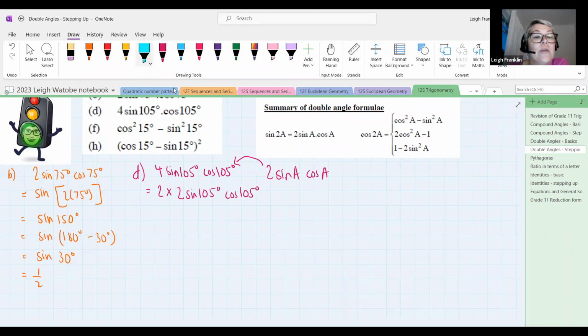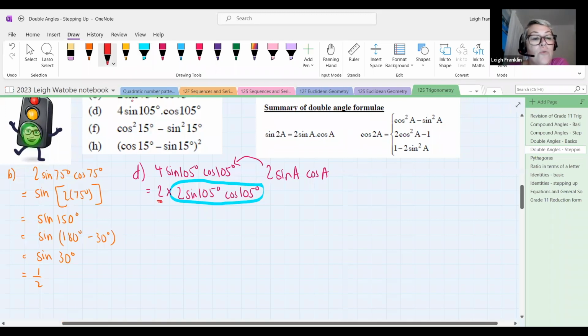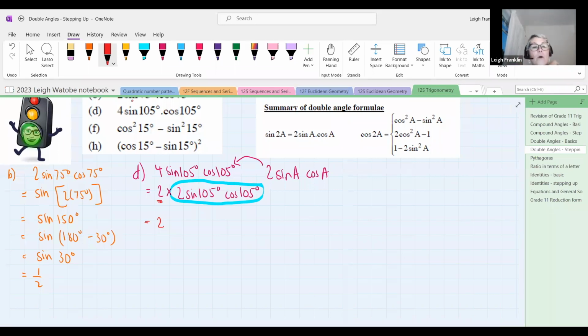So if you have a look here, Danelle, this is your sine double angle, right? The 2 that's in front, so this 2 over here, it's got to come down to the next line. So what I'm going to do now is I'm going to double 105. So this would give me 2 sine, I'm going to double 105, and that's going to give me 2 sine 210.